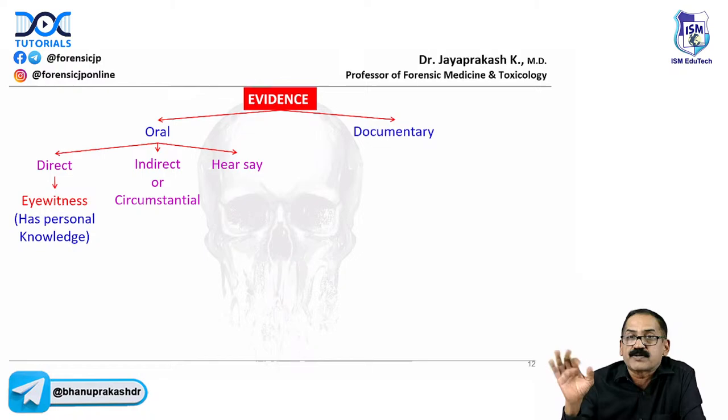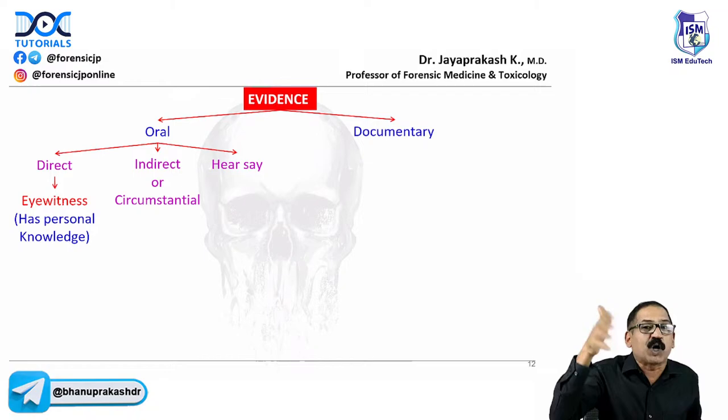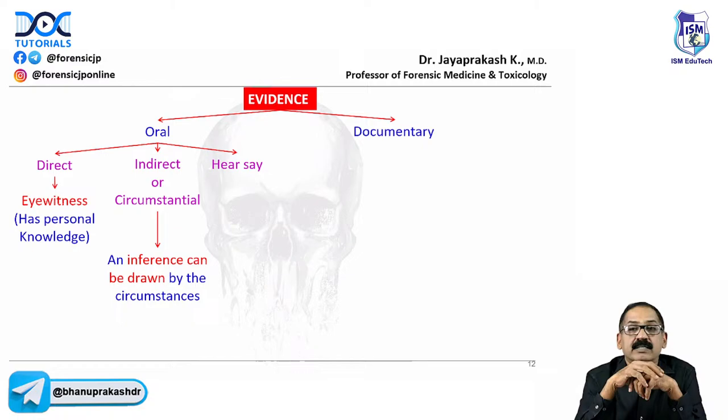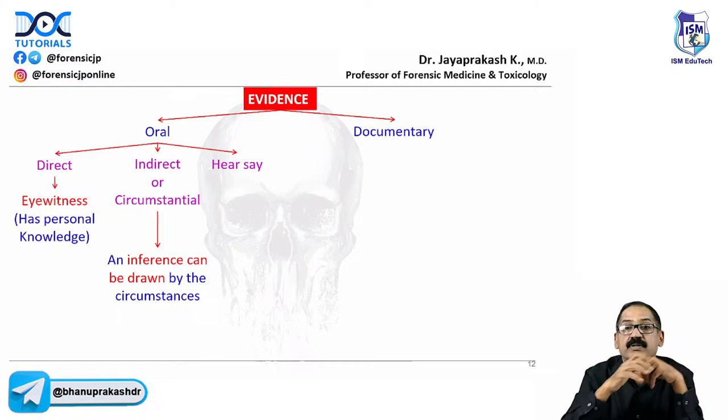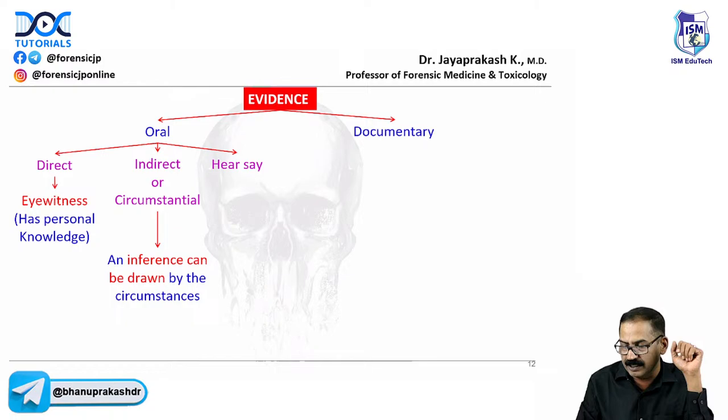Sometimes he doesn't have personal knowledge, but by the circumstances, he can draw an inference. That is known as indirect evidence. For example, I just enter a room, I see a person reading a newspaper. After some time I see another person entering with a knife in his hand. After some time I see the same person coming out with a blood-stained knife. Then I go inside, and the person who was reading the newspaper is found dead by stab injury. I have not seen the other person stabbing him, but I can draw an opinion that the one who entered with a knife must have stabbed him. That is indirect evidence.